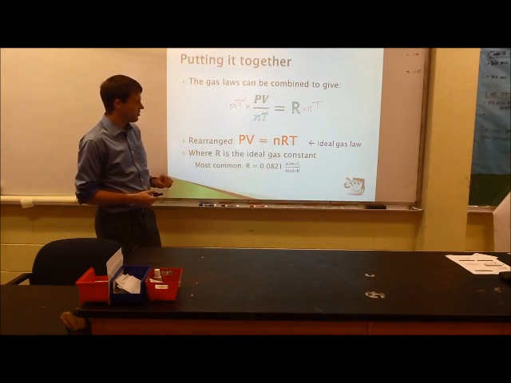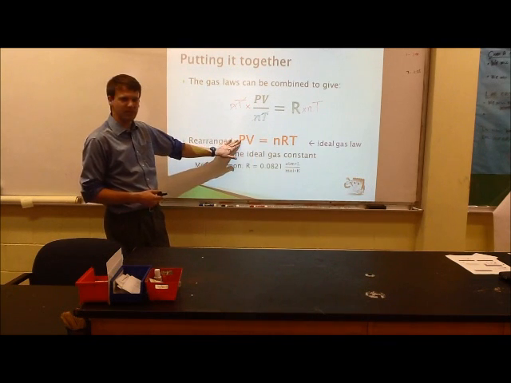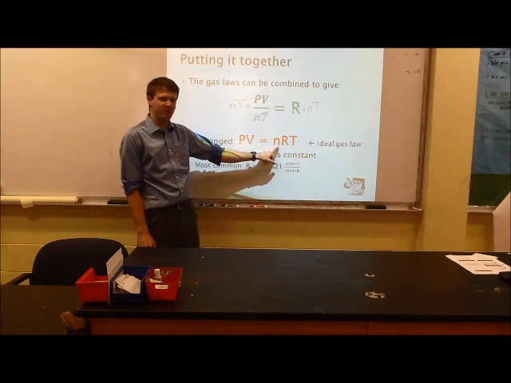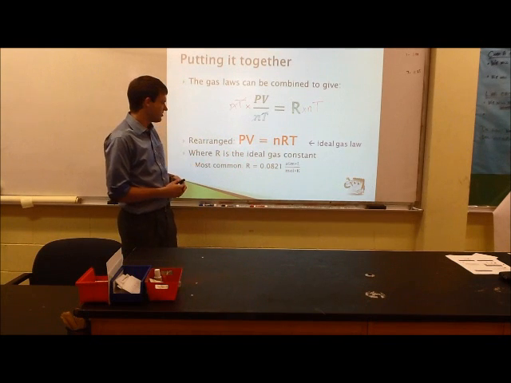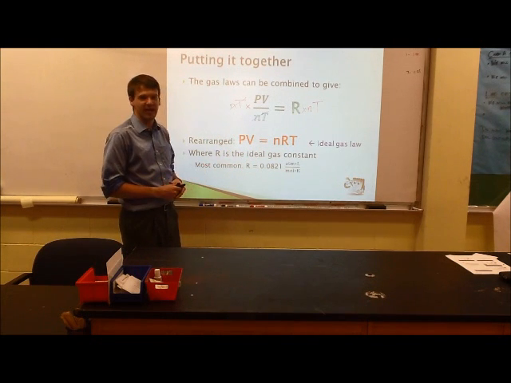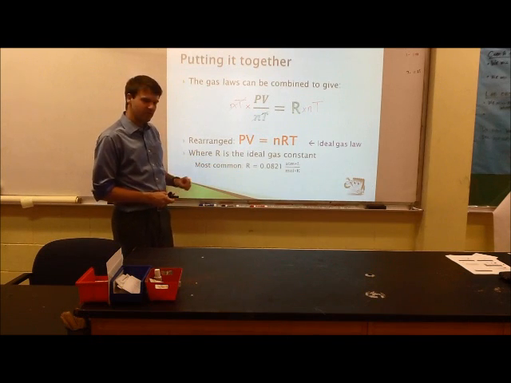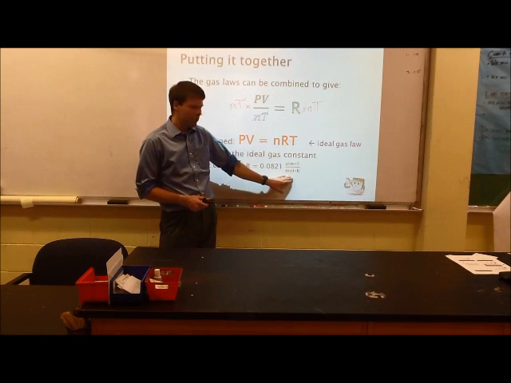In this case, what does R stand for? We know that P is pressure, V is volume, N stands for the number of moles, and T stands for temperature. R is what we know as the ideal gas constant. The most common R value has units of ATM times liters divided by moles times Kelvin.